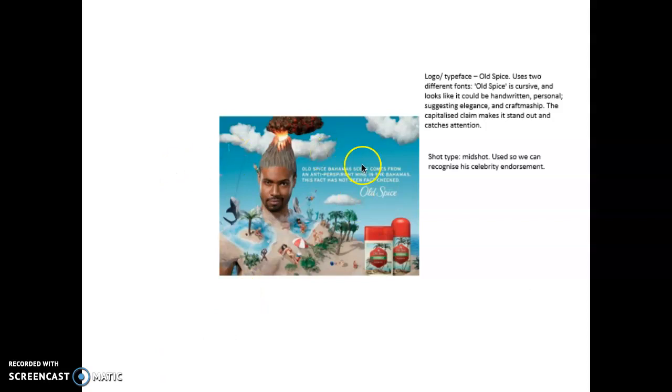Okay, next, what sort of shot is being used here? Well, it's a mid shot from the chest up. So why is it a mid shot? Why is it not a long shot? Why is it an extreme close-up? Well, it's because we need to recognize that this guy is a celebrity. This is Isaiah Mustafa, if you remember. We also need to sort of see him from the chest up to show that he has broad shoulders, that he's a muscular man. But also we need to have enough space to have all of these props dotted around him as well.